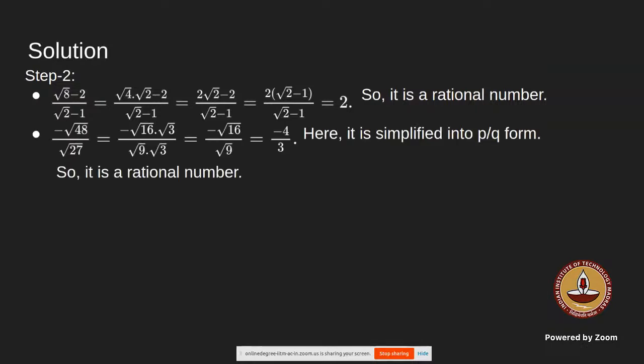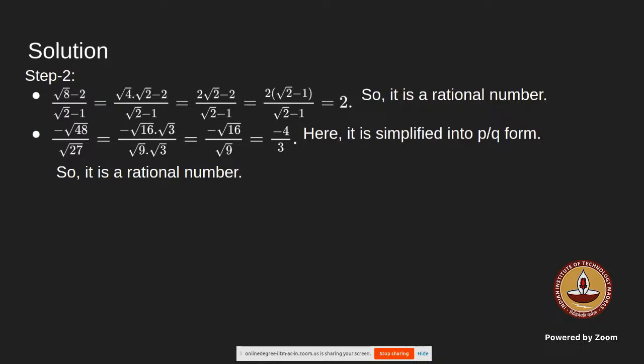And for the last one, again we can do the simplification. Root 48 I can express as root 16 into root 3, and root 16 is 4, so this is 4 root 3, and root 27 is 3 root 3. So root 3 will get cancelled out and I am left with minus 4. Anyone has any doubt in this?